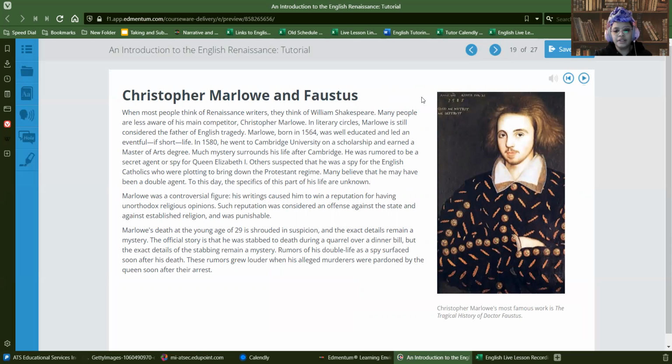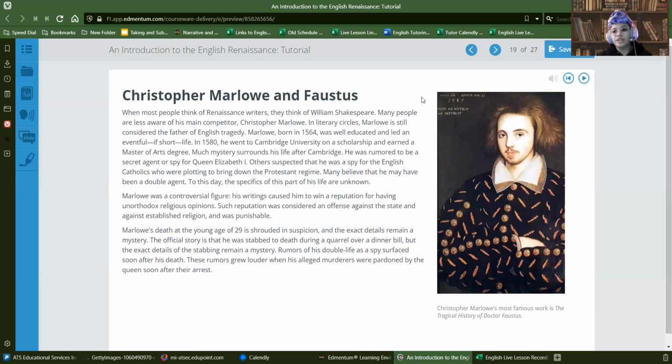So here on this slide, they talk about Christopher Marlowe and Faustus. So the most important thing to take away from this slide is that Christopher Marlowe was very mysterious. We know he was born in 1564 and that he was well educated. He was the rival to William Shakespeare. So William Shakespeare was like a big writer at the time, and Christopher Marlowe was his main competitor. So he wrote plays and things too, but they just weren't quite as popular as Shakespeare.